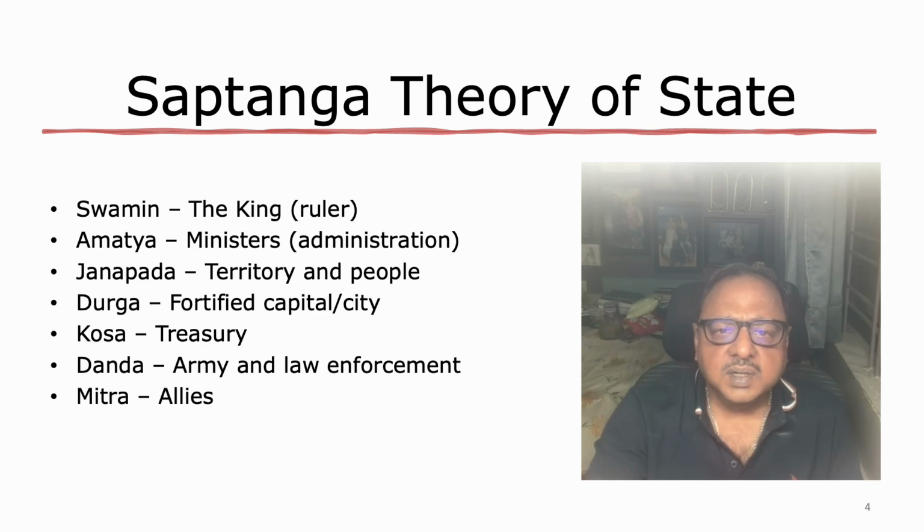Kautilya described the state as an organic body with 7 limbs. The first limb was Swamin, the king. Second, Amatya, the ministers. Third, Janapada, the territory and people. Fourth, Durga, the fortified capital. Fifth, Kosha, the treasury. Sixth, Danda, the army and law enforcement. And lastly, seventh, Mitra, the allies. Just like an organ in a body, each limb was essential. Even if one failed, the state is weakened.